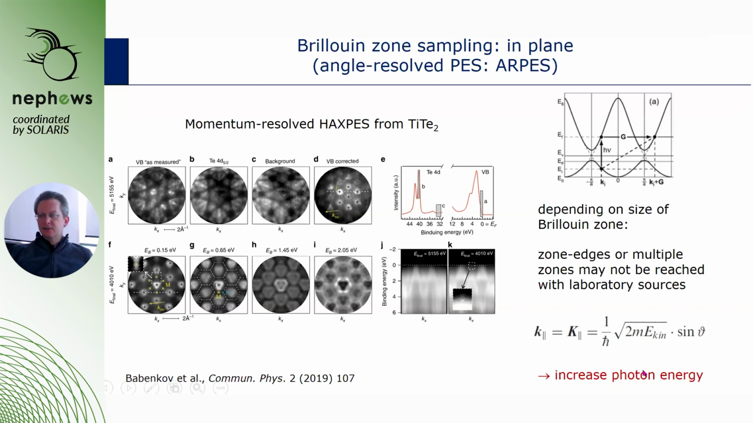And therefore, just increase the photon energy beyond what is available in the lab, go for a synchrotron. And at a synchrotron, you can go to very high energies. For instance, here, an example of 4000 eV excitation of your sample. And you don't see information only from one Brillouin zone, you see information from several Brillouin zones, and you can learn more details about the band structure or the extended band structure of your sample.